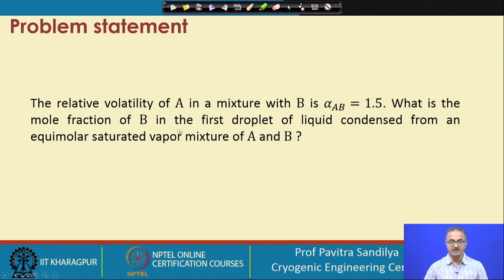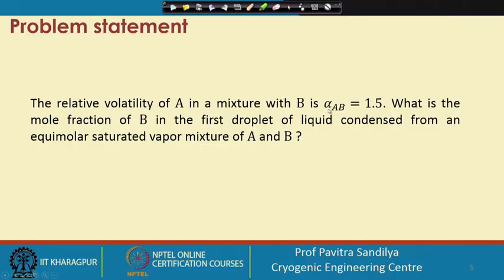So we have to find the mole fraction of B in the first droplet when this saturated vapor of A and B is condensed. Because it is saturated vapor, a slight decrease in the temperature will cause condensation, and that is what is called the dew point temperature at the given pressure. When this first droplet is condensed, naturally the droplet will have more of the less volatile component, and from the given data we find that A is more volatile than B. So the liquid droplet formed will have more of B than A. This physical picture should also be reflected in our solution.